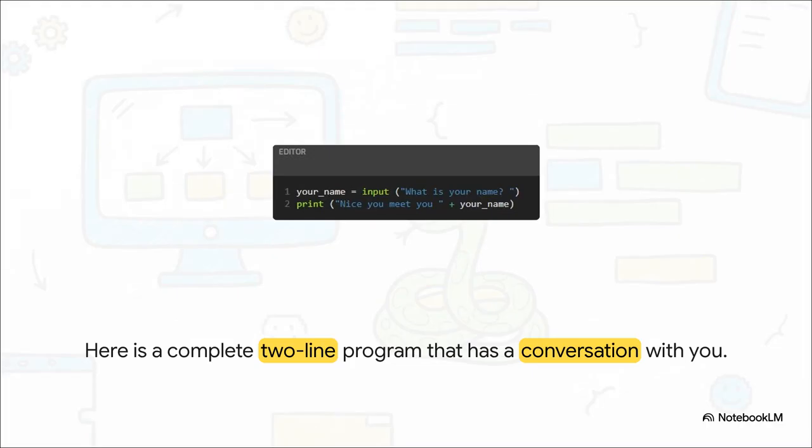And here it is. Look at that. This is a complete, working program in just 2 lines of code. Its entire job is to ask for your name and then say hello. That's the power of Python right there. Now, let's break down exactly how this little thing works.